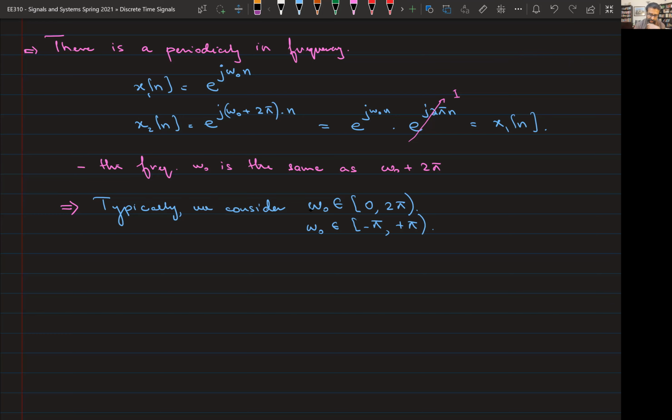Right. So that's the first point. The frequencies are not unique in discrete time, unlike in continuous time. So that's point number one. That's how discrete time exponentials are different from continuous time exponentials.